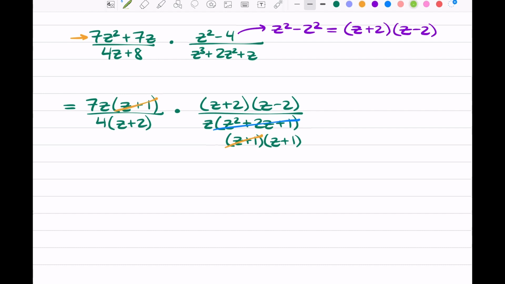Similarly, when we multiply this and get one fraction, this z plus 2 is going to be over this z plus 2, and they'll cancel. So we can go ahead and do that now. And there's one more. Might be hard to see. We have a z here and a z here. So we can cancel those out.